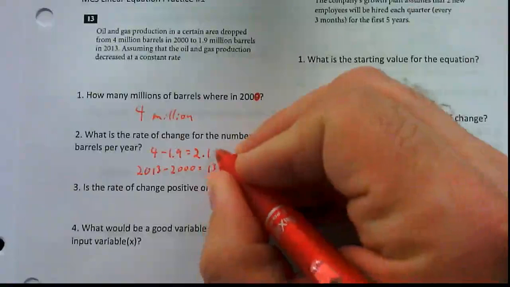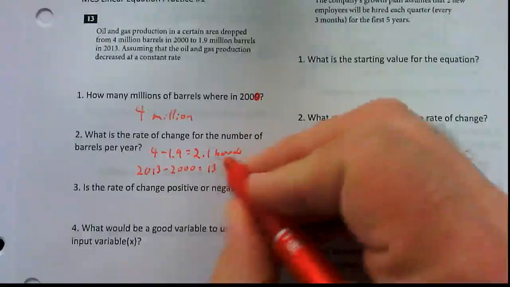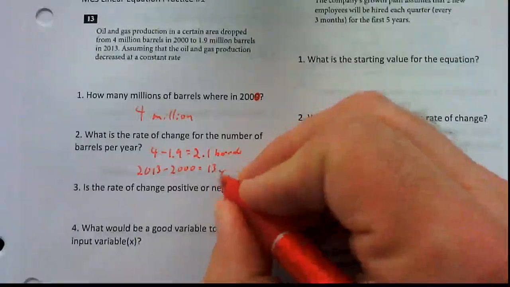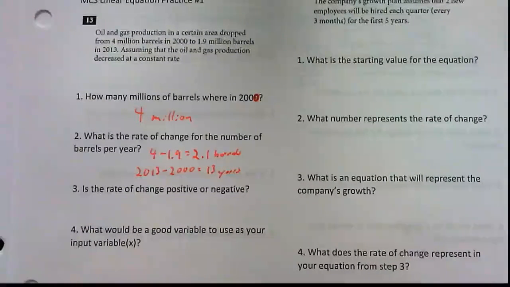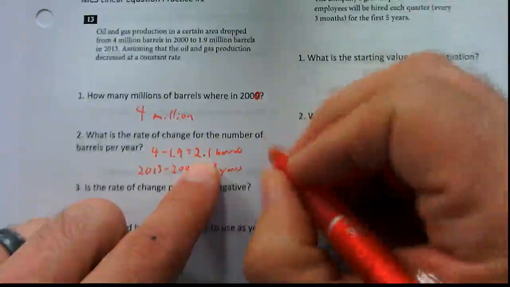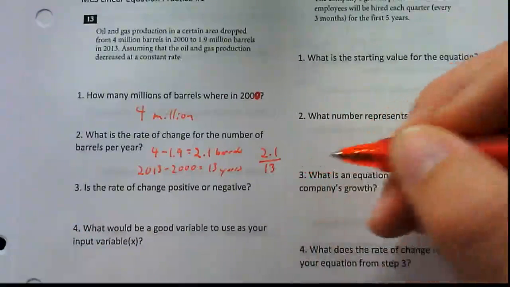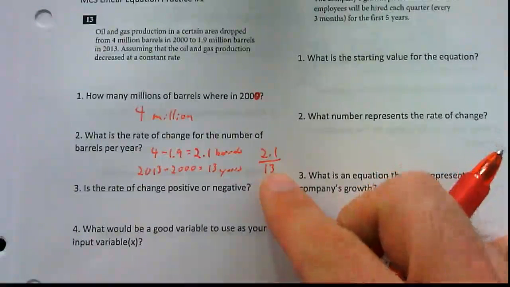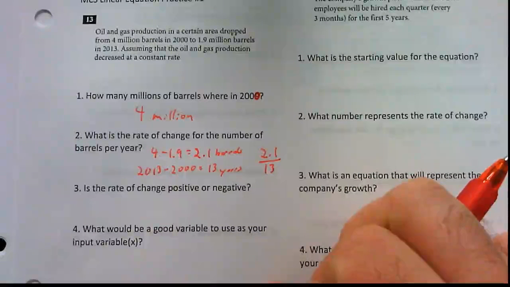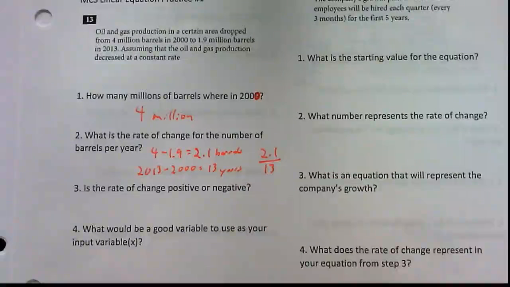So this is the number of barrels, right? This is, sorry, that's the amount per barrel, and this is the number of years. Now, it wants to know an actual rate, though. So the number per years, what is that rate of change? Well, we got the 2.1 over 13. Now, this value here, it's not really proper to leave a decimal in a fraction. So, anybody have a good way of changing this so we no longer have a decimal in it?